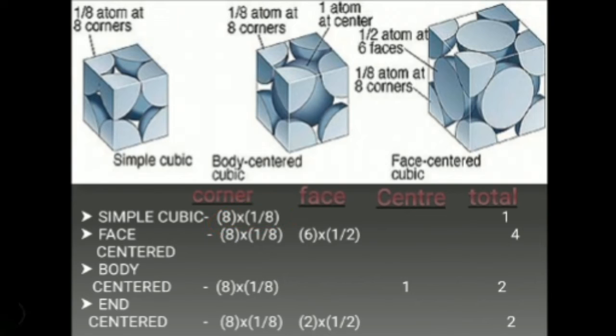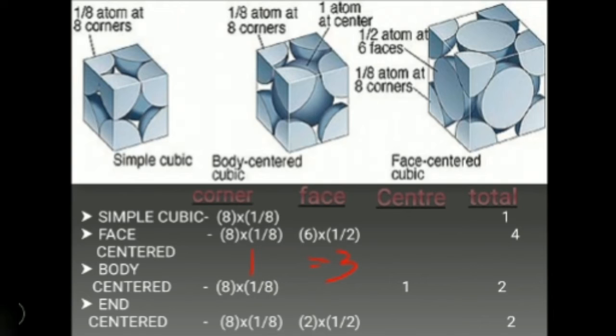Next, in face centered, this 8 into 1/8 applies to all the corners in all kinds of unit cell. But the difference will come with the face and the center. In face there are 6 faces. So how much is the contribution? Half. So 6 into half will give 3. So if this is 1 and this is 3, 1 plus 3 will be 4.